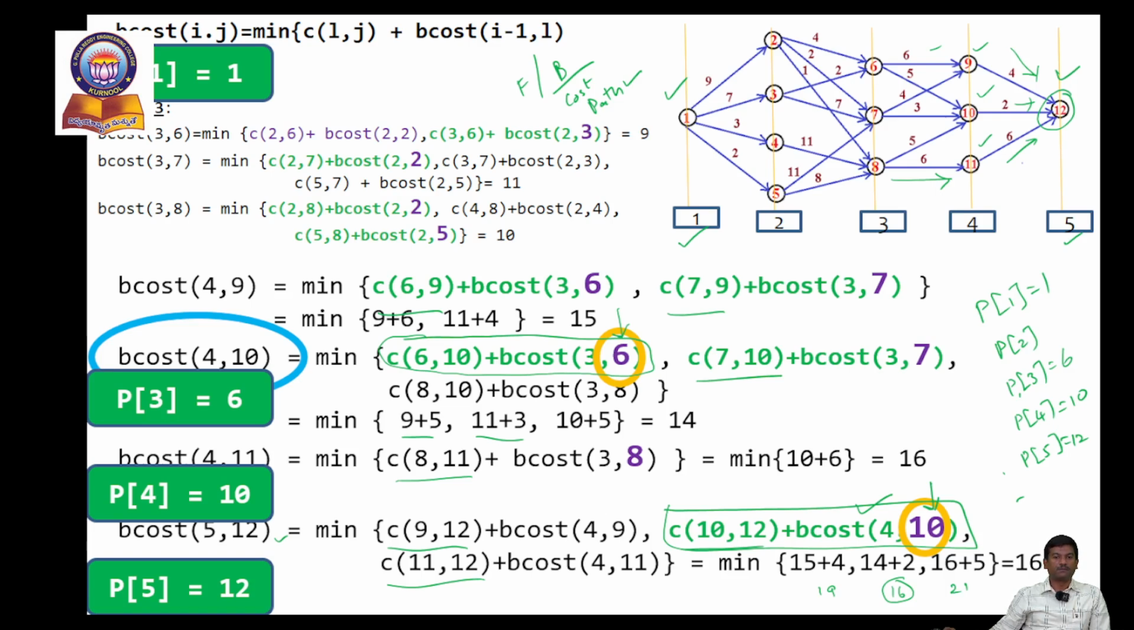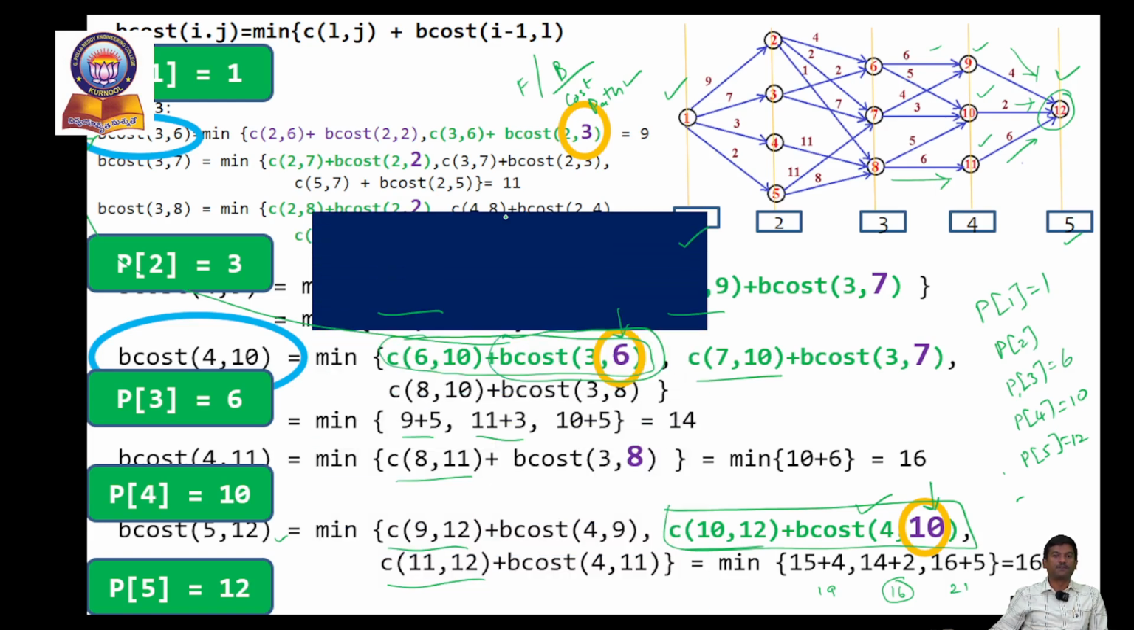And you should also find, at your stage 2, that is P of 2. How to find the P of 2? Observe the B cost of 3 comma 6 and find where the B cost of 3 comma 6 is present. And the next part is, within your B cost of 6, what led to the minimum value? Here you can observe that B cost of 2 comma 3 has led to the minimum. So consider that vertex, that is 3, in P of 2. So P of 2 will be equal to 3.